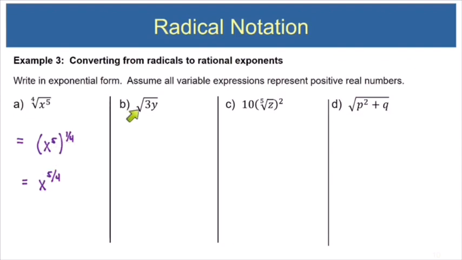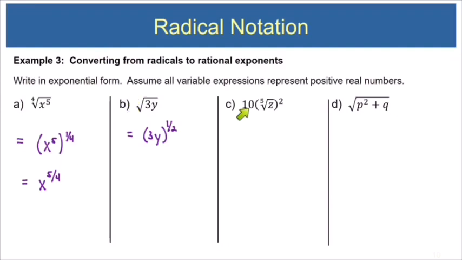In part B, we have the square root of 3y. Now since 3y is under the radical, the 3y is going to be the base of our exponential expression. So it's going to be 3y to the 1/2 power. Now remember, when there's no index showing, we know automatically that we can assume that the index is 2, because this radical represents the square root.